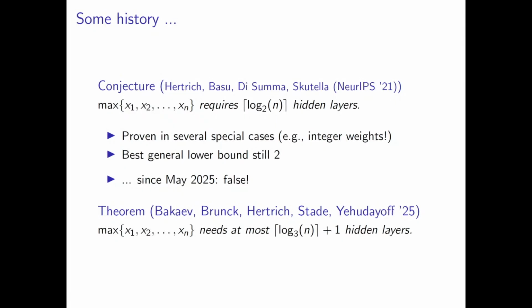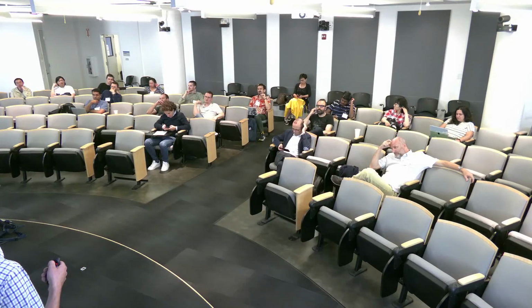I have no clue what to believe now, to be honest. Yes? Can you just say a little bit about what the intuition is? Yeah, I will. Why integer weights, why that bound works, but what doesn't quite go through for general weights?